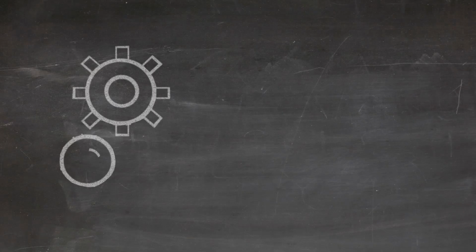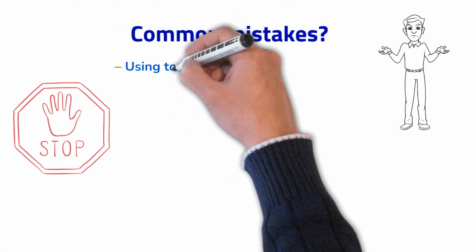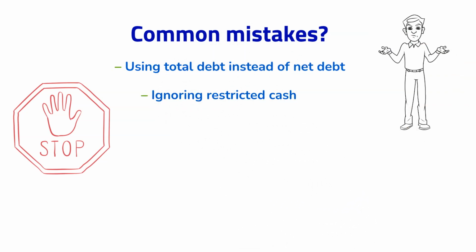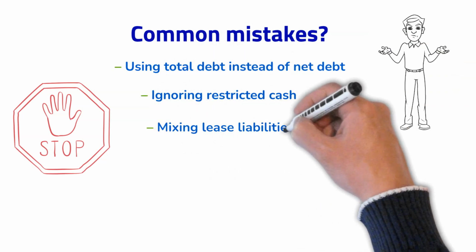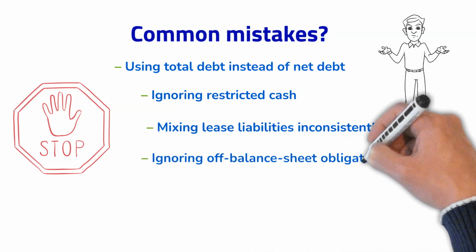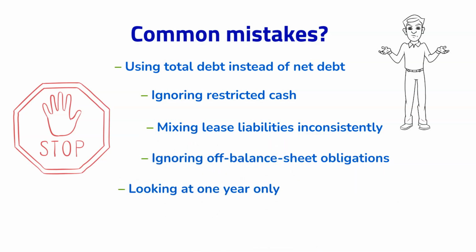What are typical mistakes beginners could make? Using total debt instead of net debt. Ignoring restricted cash. Mixing lease liabilities inconsistently. Ignoring off-balance sheet obligations. And looking at 1 year only. And that's the snapshot of the net debt.